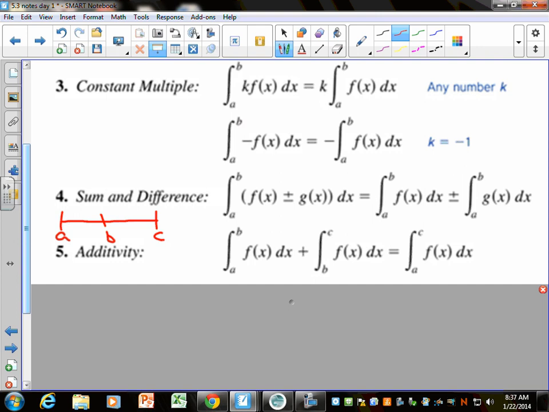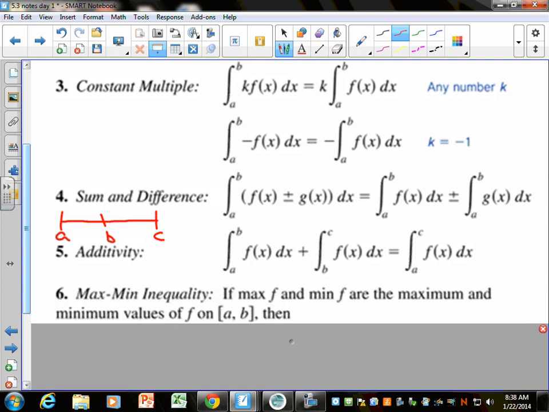It says the same thing with integrals. If you do the integral from A to B, find that area, and then you do the integral from B to C, that would be the same as finding the integral from A to C, where B is a number in between A and C. Does that make sense? Additivity.